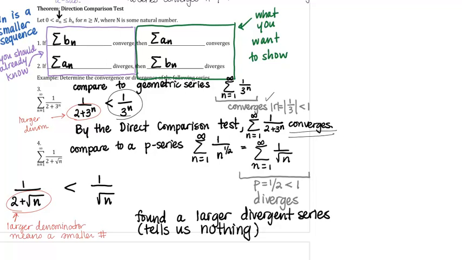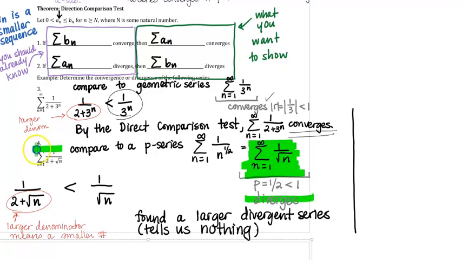At this point, I think it's helpful to pause and think about, what do we suspect the behavior of this series even is? We know that the series 1 over the square root of n diverges. With that information, do we think that the series 1 over 2 plus the square root of n, would we guess that that also diverges? Or do we think that that then converges?